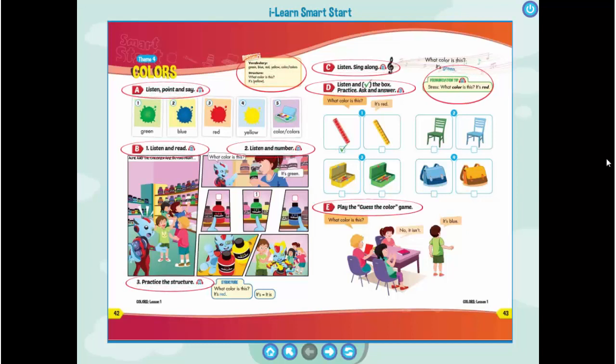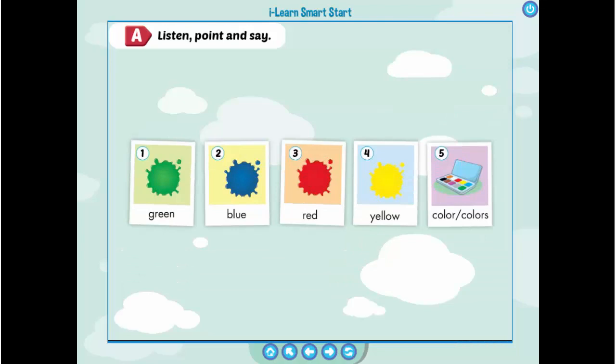Theme 4. Colors. Lesson 1. A. Listen, point, and say.